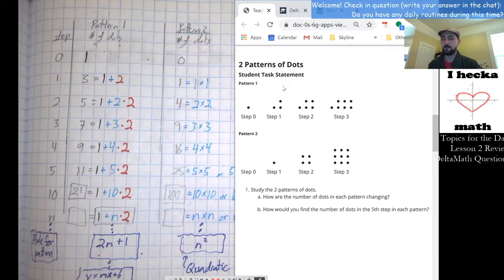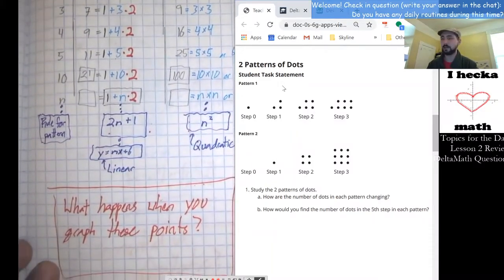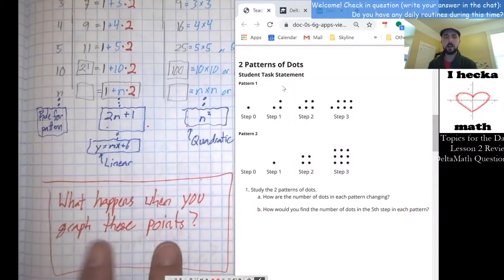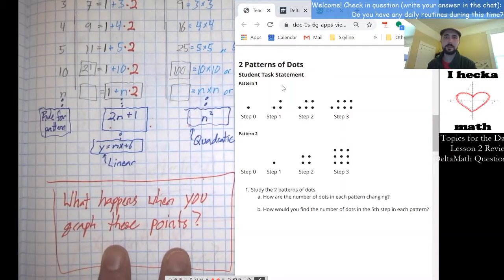Where even if you don't pause and keep watching, there are still things where, for you to figure this out, you're gonna have to really think about what's going on here. So the question that we didn't answer was this one right here. What happens when you graph these points?